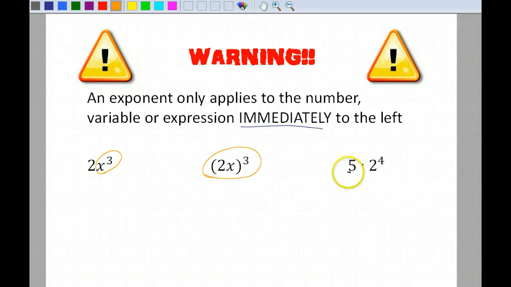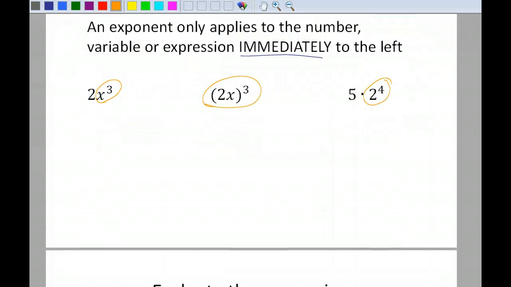Now this last one, I have 5 times 2 to the fourth. What is the only thing that's raised to the fourth power? The 2. The only thing I raised to the fourth power is the 2. This is going to be something that we're going to hit on later on in the year as well.